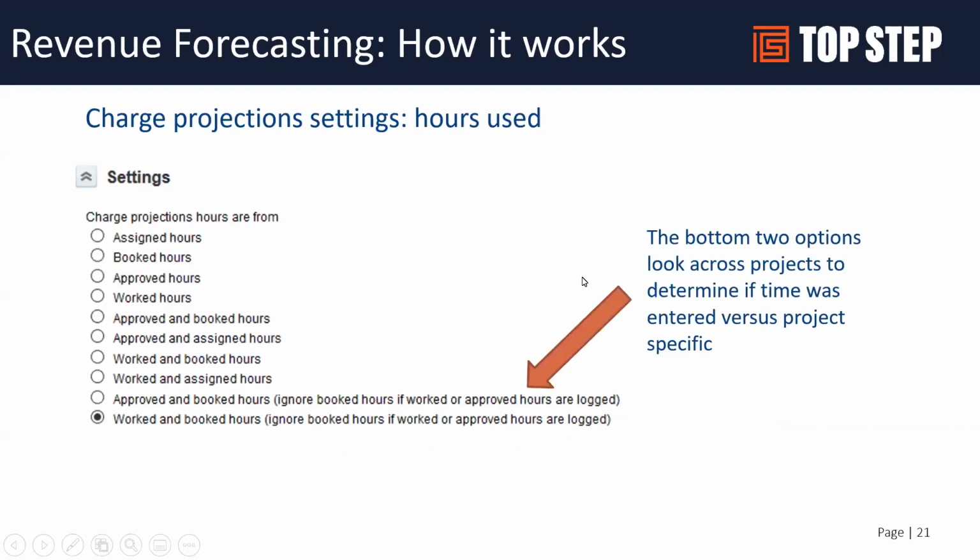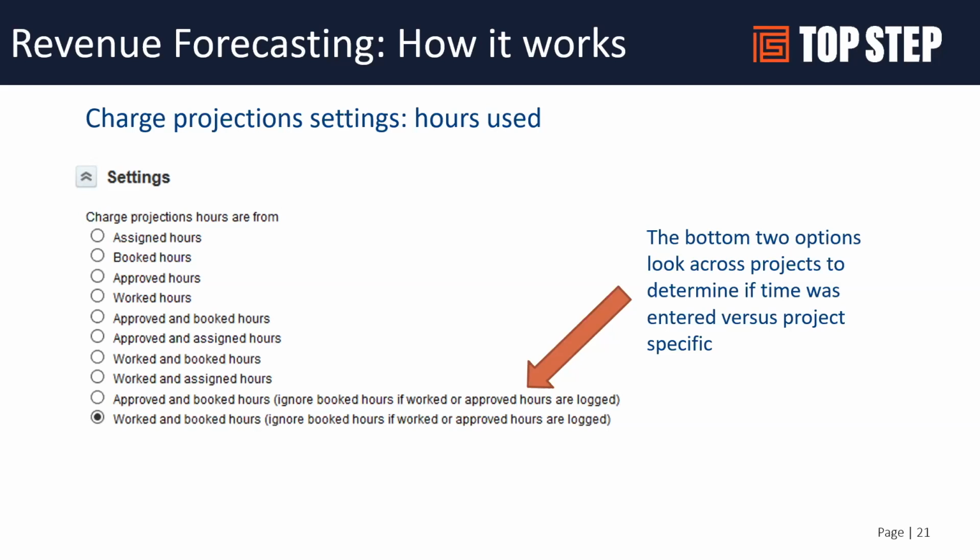So, these are the setting options. And again, depending on how you want to determine future resourcing, whether that be through your project plan and assigned hours, or through the bookings in the resource module, you can choose the most appropriate. Usually what we see is either approved or worked and booked, and worked and assigned, depending on which methodology you require.